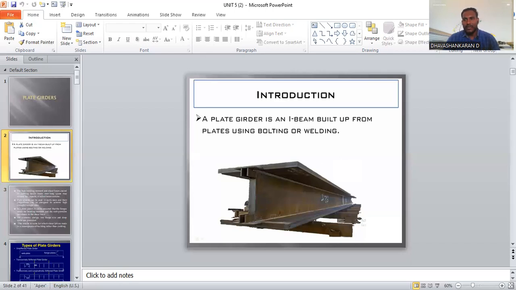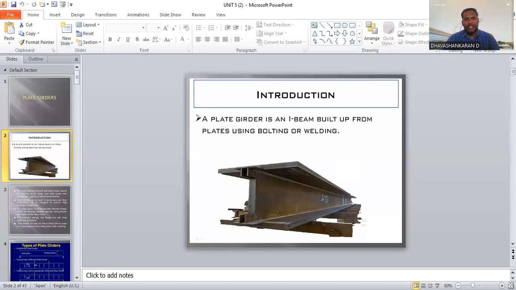As per the code, it is given in Table 2 of IS 800, whether the section comes under the plastic section, semi-compact section, or compact section. When b by tf ratio is less than 9.4 epsilon, it is a plastic section. So in rolled steel angle sections, we design a structure with a plastic section.